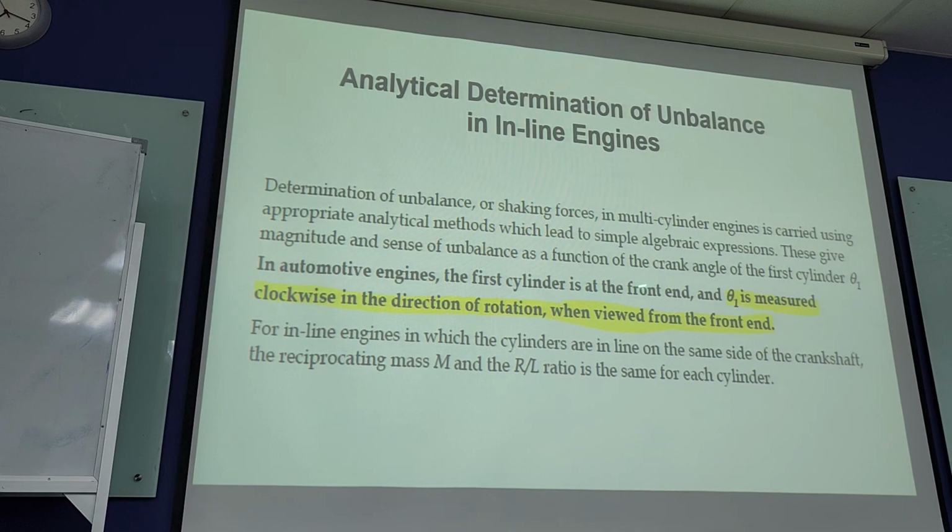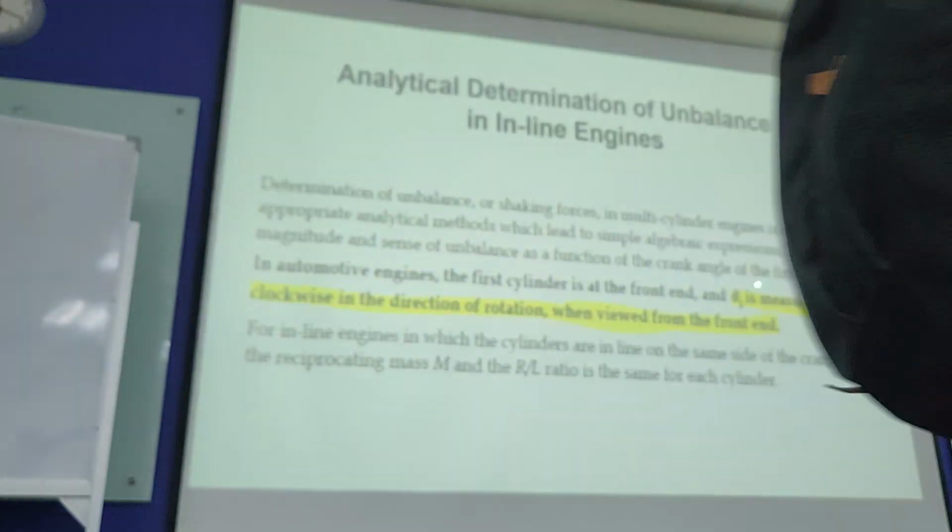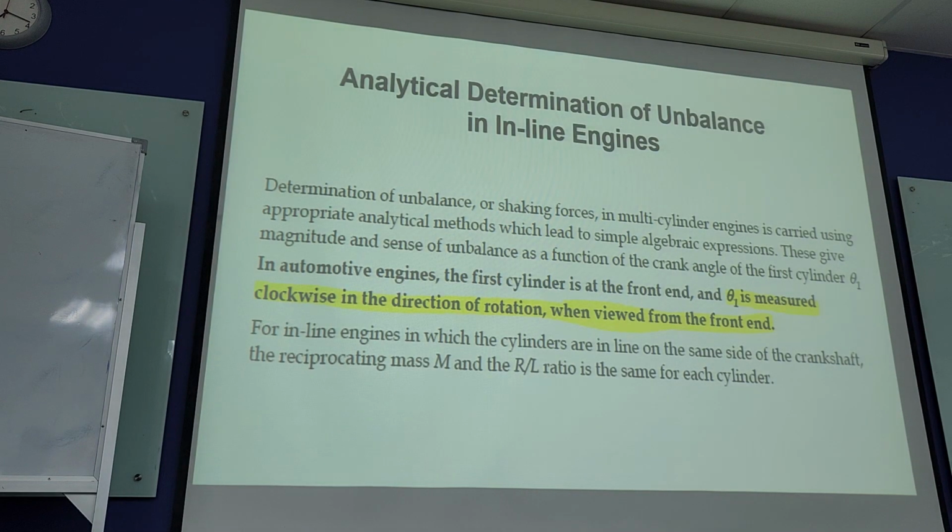Here theta 1 is the crank angle of the first cylinder. The first cylinder is at the front end, and this theta 1 is measured clockwise, in the direction of rotation, when viewed from the front end. So basically theta 1 will be known. Theta 1 is given for us.